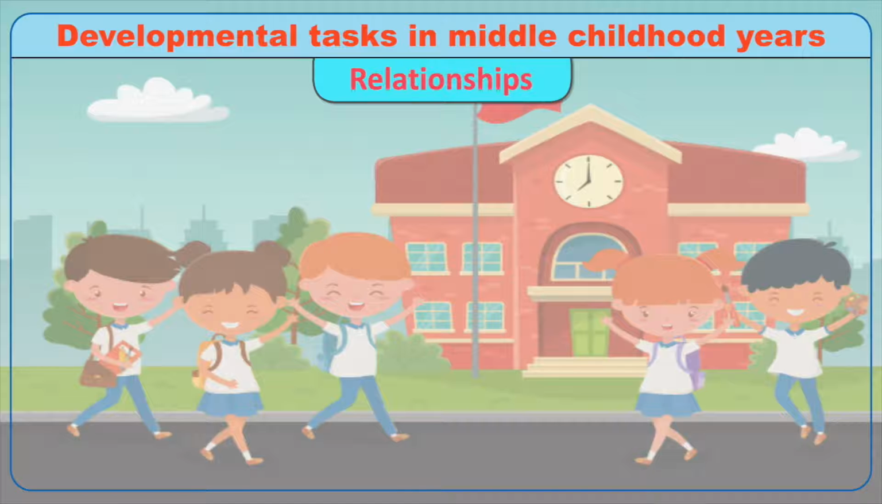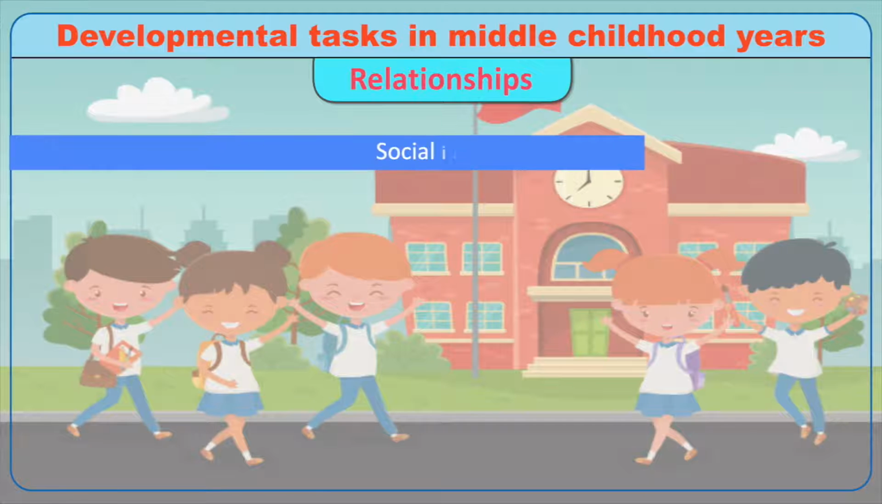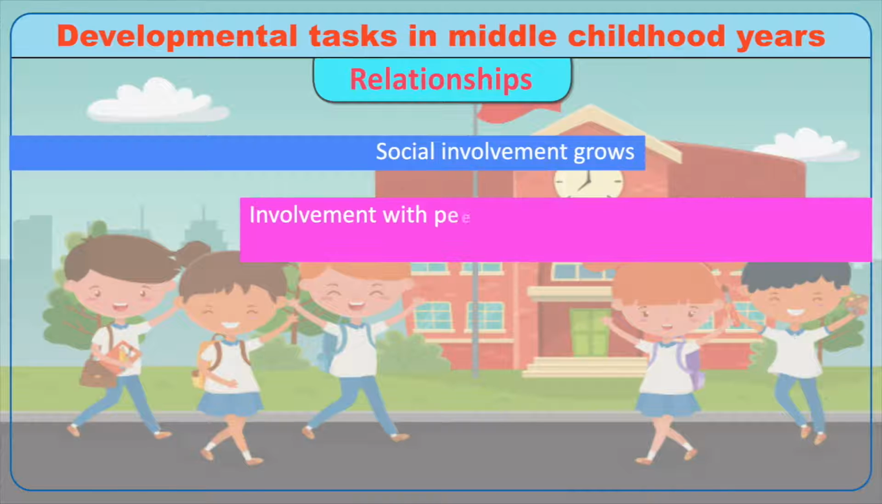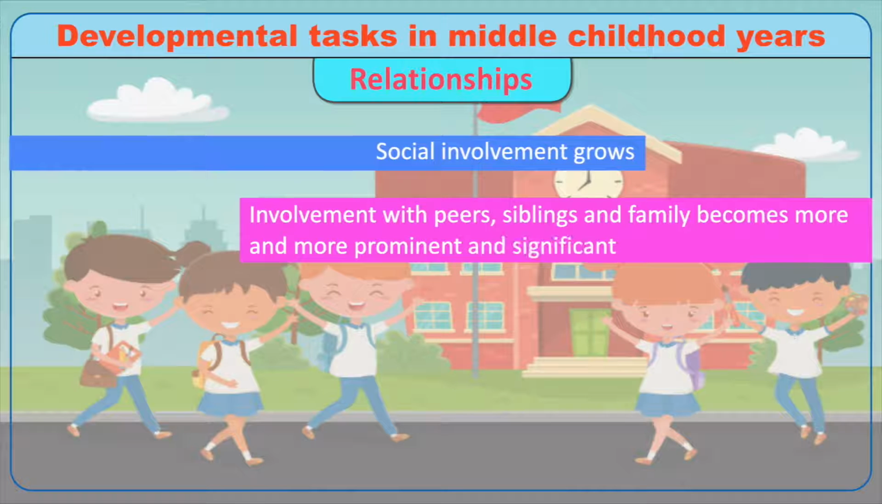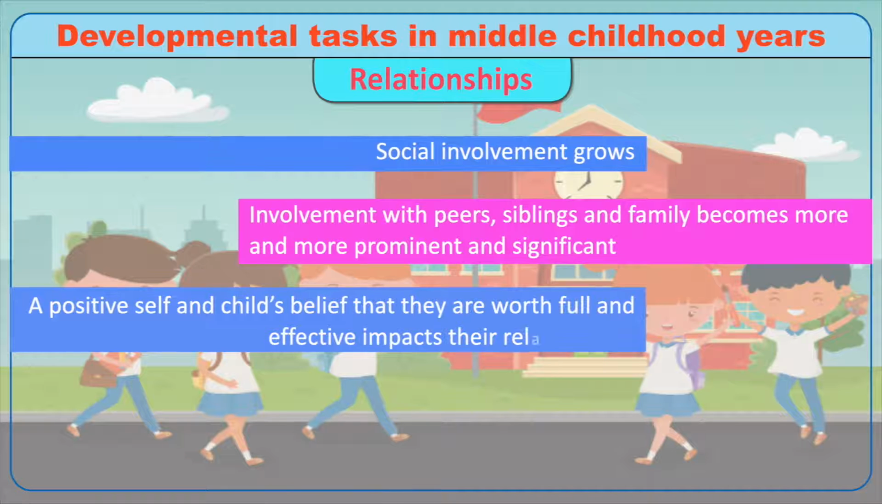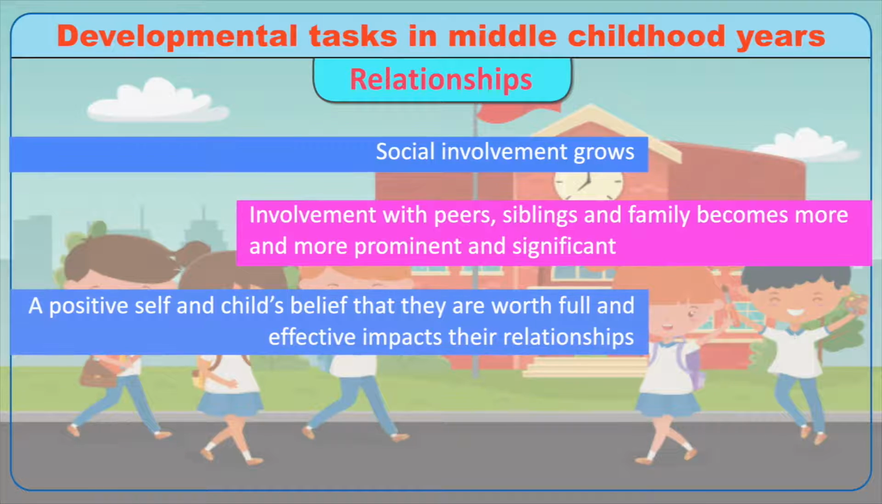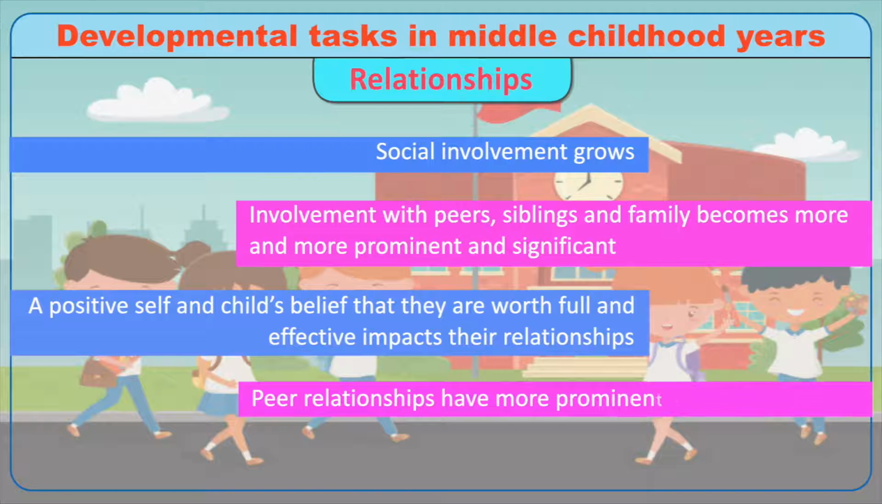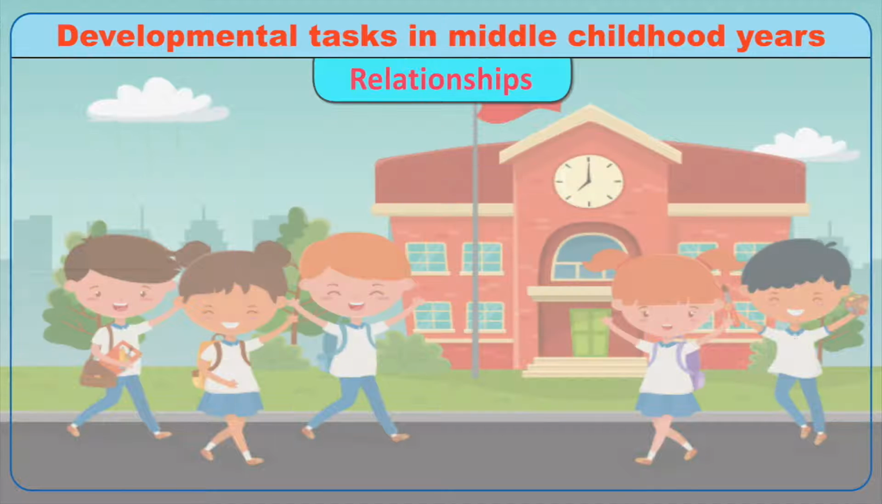Coming to the relationships. Social involvement grows through middle childhood years. Involvement with peers, siblings and family becomes more and more prominent and significant. A positive self and the child's belief that they are worthful and effective impacts their relationships. During middle childhood, peer relationships have a more prominent place.